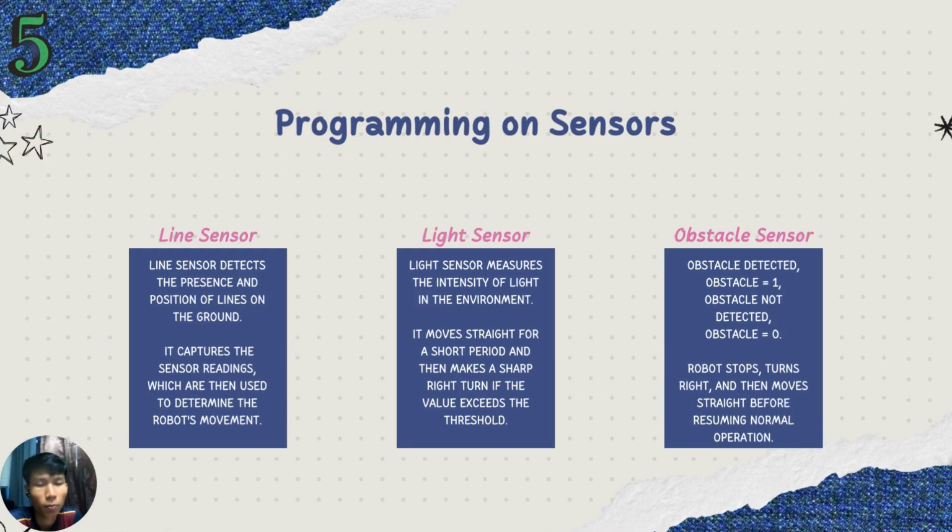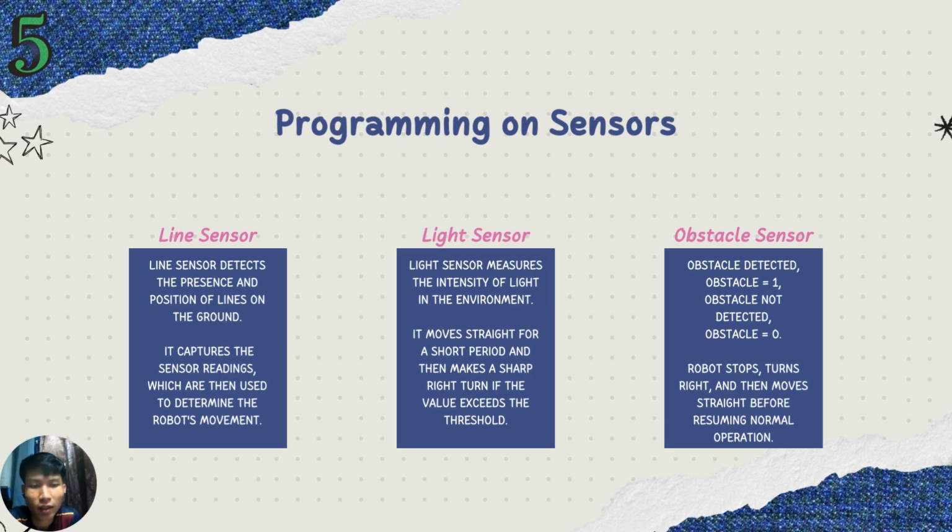So next, in our programming setup, we have integrated several key sensors to enhance our Robocar's functionality. Firstly, the line sensor serves as a crucial navigation tool, which is used to detect and interpret the position of lines on the ground. This information guides the Robocar's movement, allowing it to follow designated paths accurately. Secondly, the light sensor measures the ambient light intensity. When this intensity exceeds a predefined threshold, the Robocar responds by moving forward briefly before executing a precise right turn.